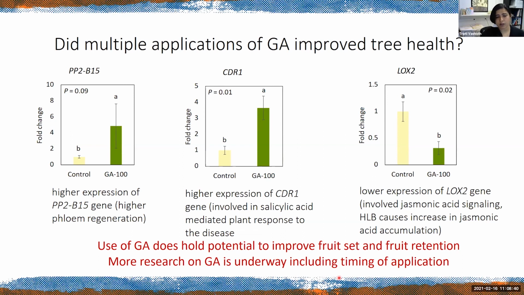So overall, GA does hold a potential to improve fruit set and fruit retention. We have multiple years of data to prove that. And we are doing more research to identify the more specific time of application, because all of this work was done with September to January application. With that, I will end my presentation.